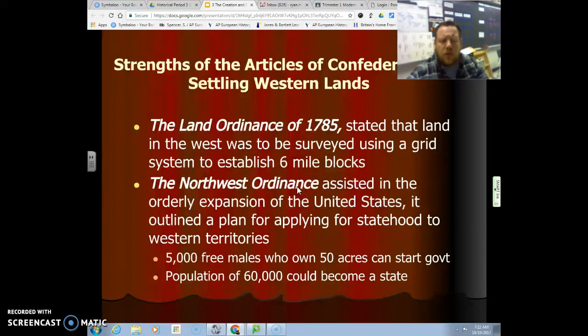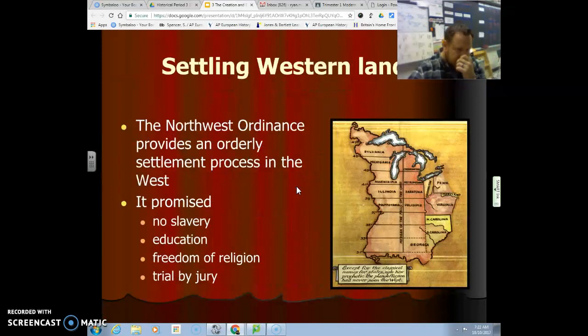The Northwest Ordinance also figured out how they would do statehood, right? If you have 5,000 free males who own 50 acres of land, you can start your own government and become a quote-unquote territory. And at 60,000 people, you could then apply to become a state and be entered into the Union. So they have a way for the United States to start expanding, okay? Another thing this did is that it made sure it was orderly. It wasn't just a mass run towards the West. They're going to have a way to make sure this is a fair system as well as an orderly system to settle all this land.